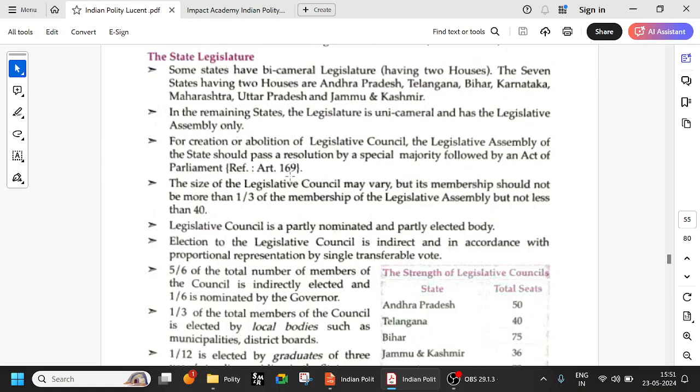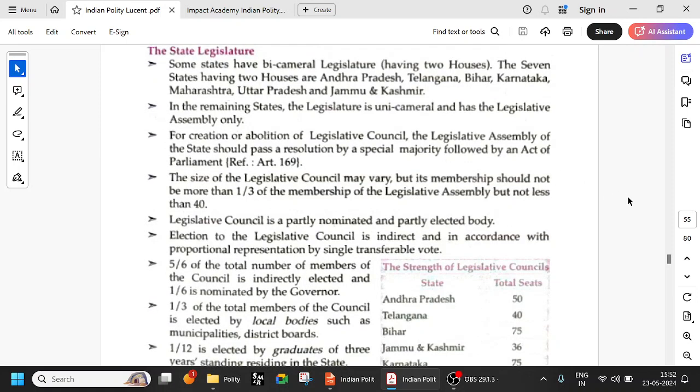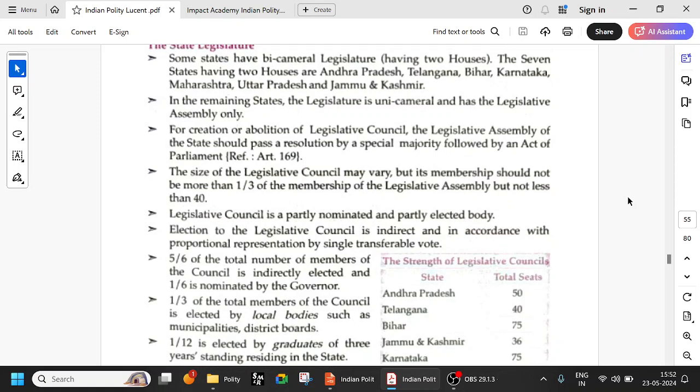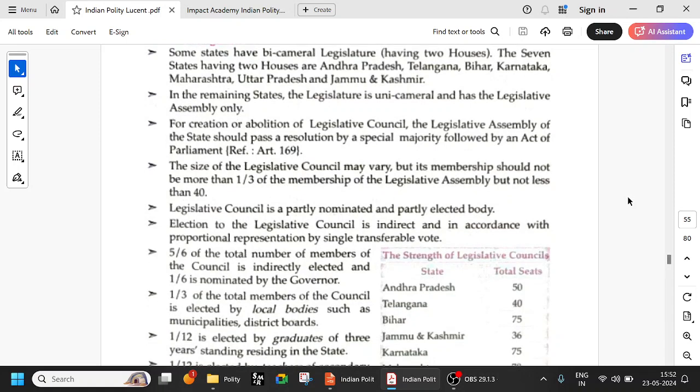Now, if a particular state, say Punjab, for example, wants to have a council, then a resolution should be passed by a special majority by that particular assembly. After that resolution is passed, only an act of Parliament can create a new council. So try to remember that. The state legislature by itself cannot create a council. It can just pass a resolution by special majority.